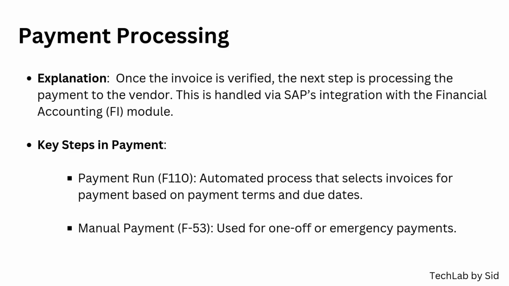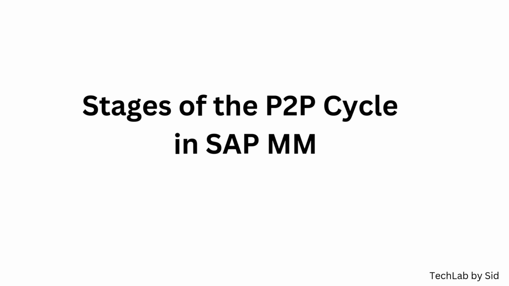These interconnected steps, purchasing, inventory management, invoice verification, and payment processing, ensure that businesses can efficiently acquire materials, track inventory, and process payments while maintaining control over costs and ensuring compliance. Let's go through each step of the P2P cycle.